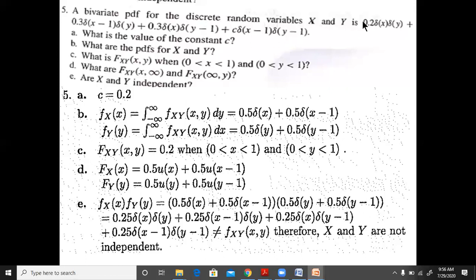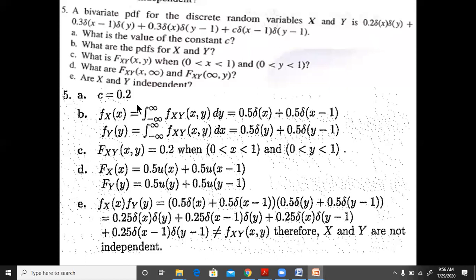So we are left with 0.2 δ(x) plus 0.3 δ(x minus 1) plus 0.3 δ(x) plus 0.2 δ(x minus 1). Taking 0.2 δ(x) and 0.3 δ(x) gives 0.5 δ(x). Taking 0.3 δ(x minus 1) and 0.2 δ(x minus 1) gives again 0.5 δ(x minus 1). So f_X(x) is 0.5 δ(x) plus 0.5 δ(x minus 1).